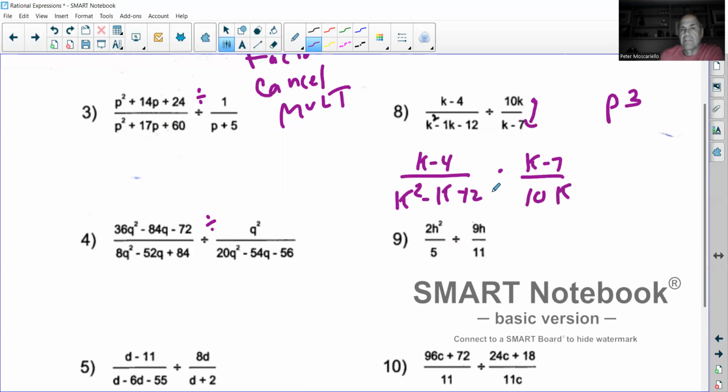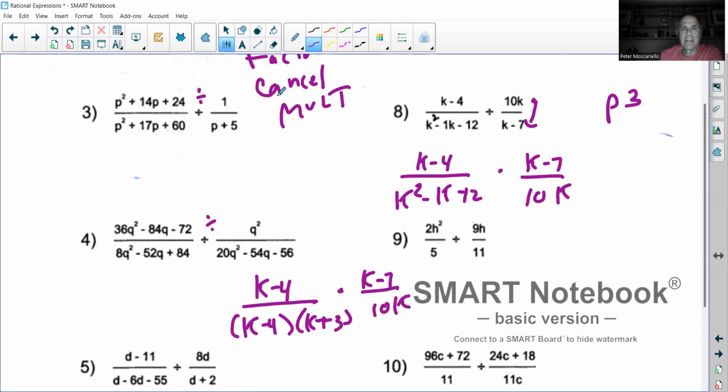Next, we factor. And we'll have k minus 4 on the top. The bottom comes out k minus 4, k plus 3, times k minus 7 over 10k. So we flipped, we factored. Now can we cancel? K minus 4 cancel.